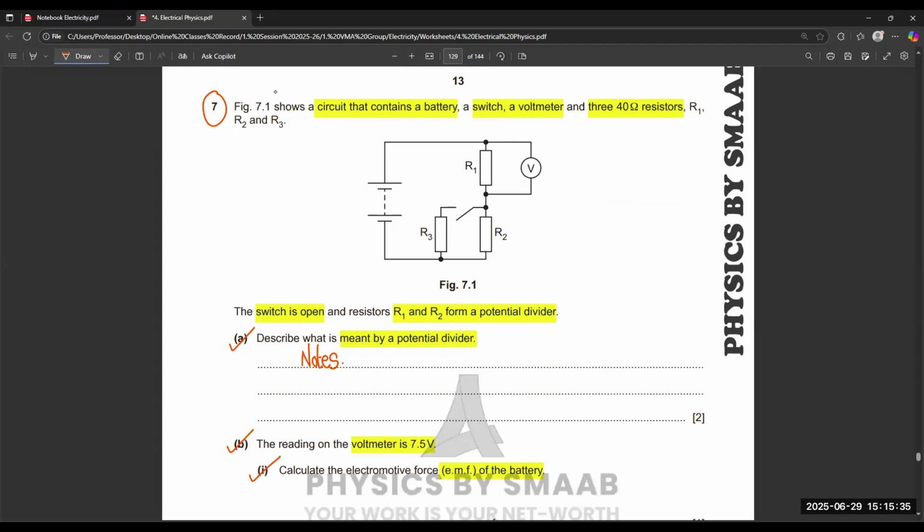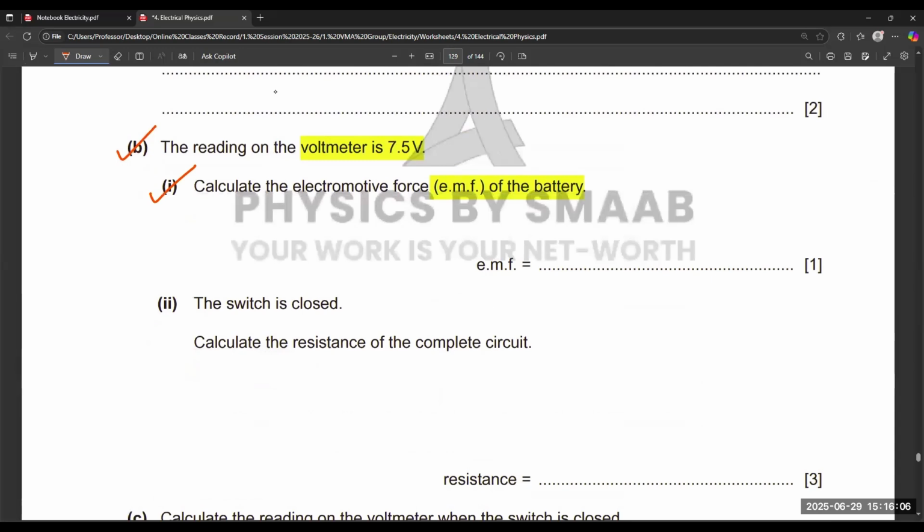So the voltmeter reads 7.5, and R2 is also connected in the circuit. R3 is not connected because the switch is open right now. So EMF will be the sum of the voltages. As we know, all resistors have the same value, so they have the same share of voltage in series combination. 7.5, 7.5, right? Because of this, total voltage or EMF is equal to 7.5 plus 7.5, which is 15.